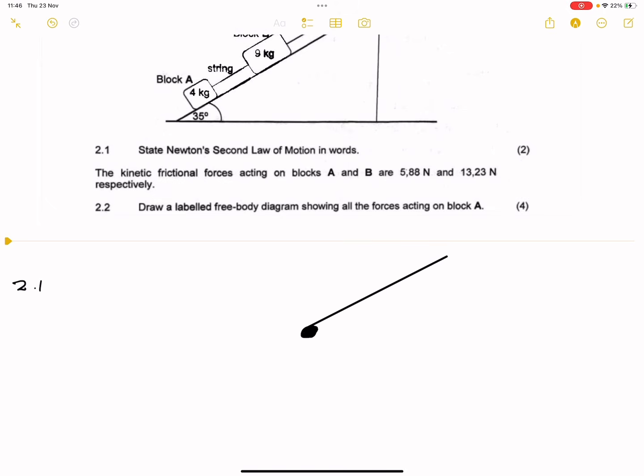Now it would be the force that's exerted by the string, or you can say the tension in the string. Okay, we also have frictional force. We know that this is going to be opposing the motion, so that would be the frictional force.